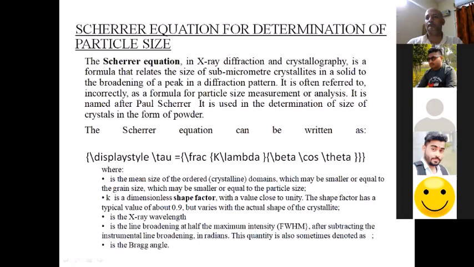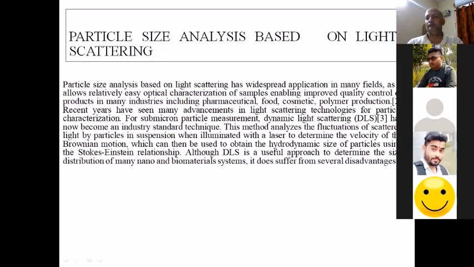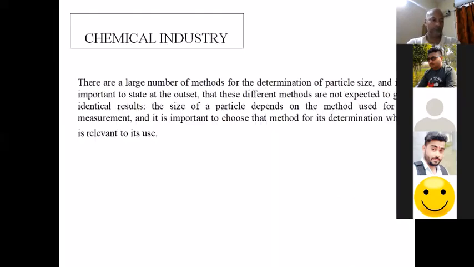Now we discuss particle size analysis based on light scattering. For determining the particle size, it is important to state at the outset that these methods are not expected to give identical results. The size of a particle depends on the method used for its measurement, and it is important to choose the method for its determination which is relevant to its use.